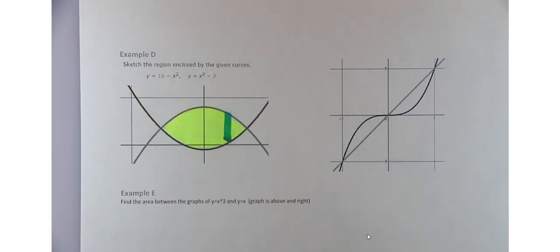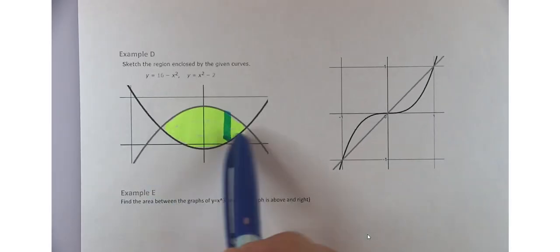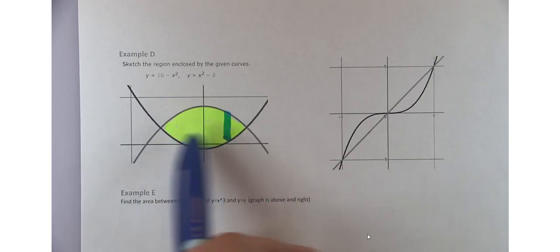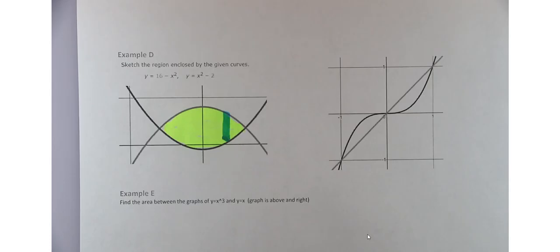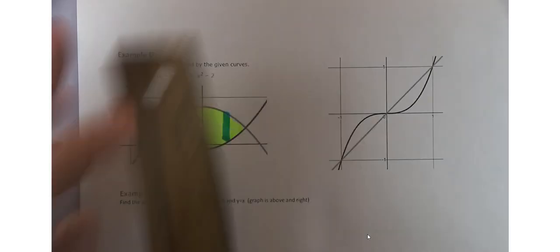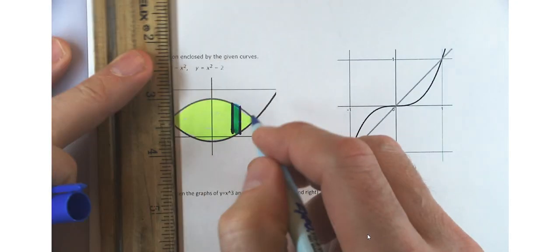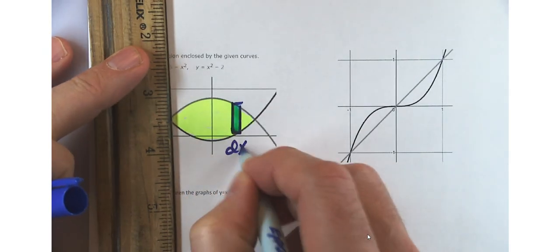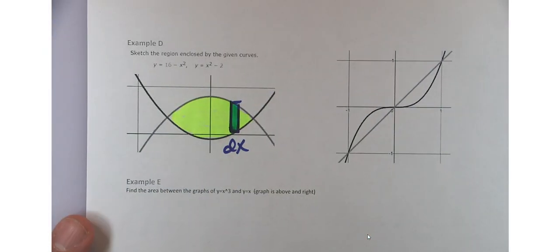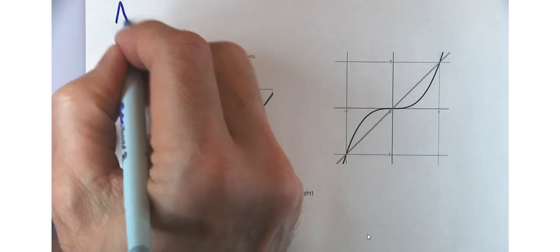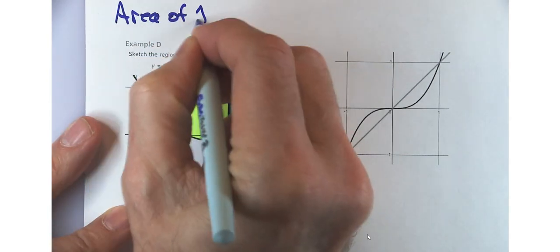So we'll take a dx slice there. Now that dx slice isn't going to change as you're moving from right to left or left to right across this figure. It's always still going to be this top function minus this bottom function. So let me just make that a little bit more official here. So there's our dx slice. Let's set it up to find the area of this integral. I want the area of one slice.